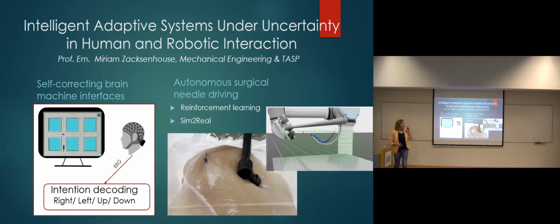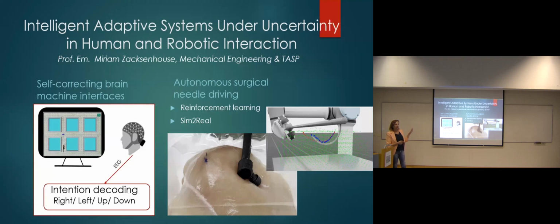Okay, hi everybody. So we are working on intelligent adaptive systems under uncertainty, which was already mentioned here, but different types of uncertainties, both in human interaction with humans and also interaction with the environment, when a robot interacts with the environment. So I'm going to talk about those two projects or research labs.